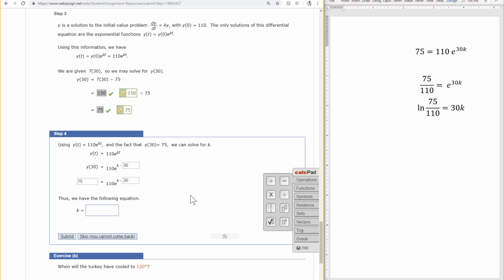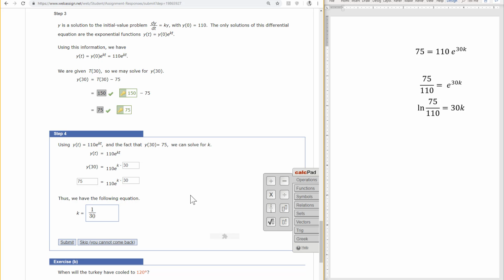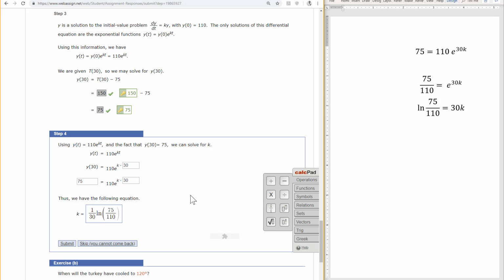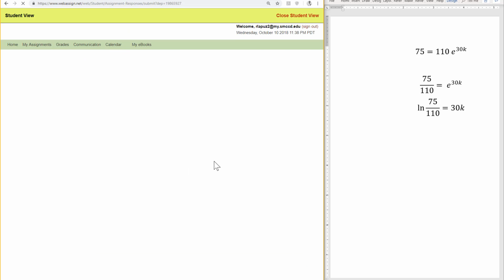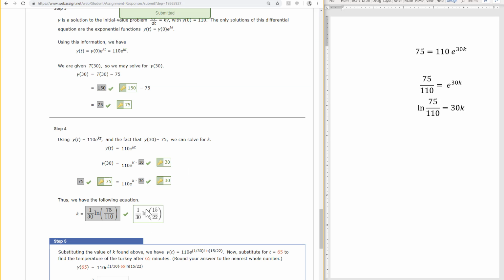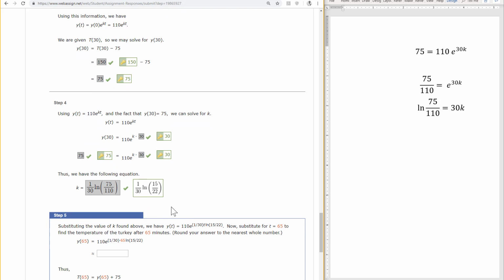So, oh, that's 1 over 30. So 1 divided by 30 times the ln of... Now, this is probably where you might be interested in simplifying. I'm not going to simplify, and let's see if this program will take my answer without it being simplified. So it looks like it worked, and if you were to simplify, you get 15 over 22.